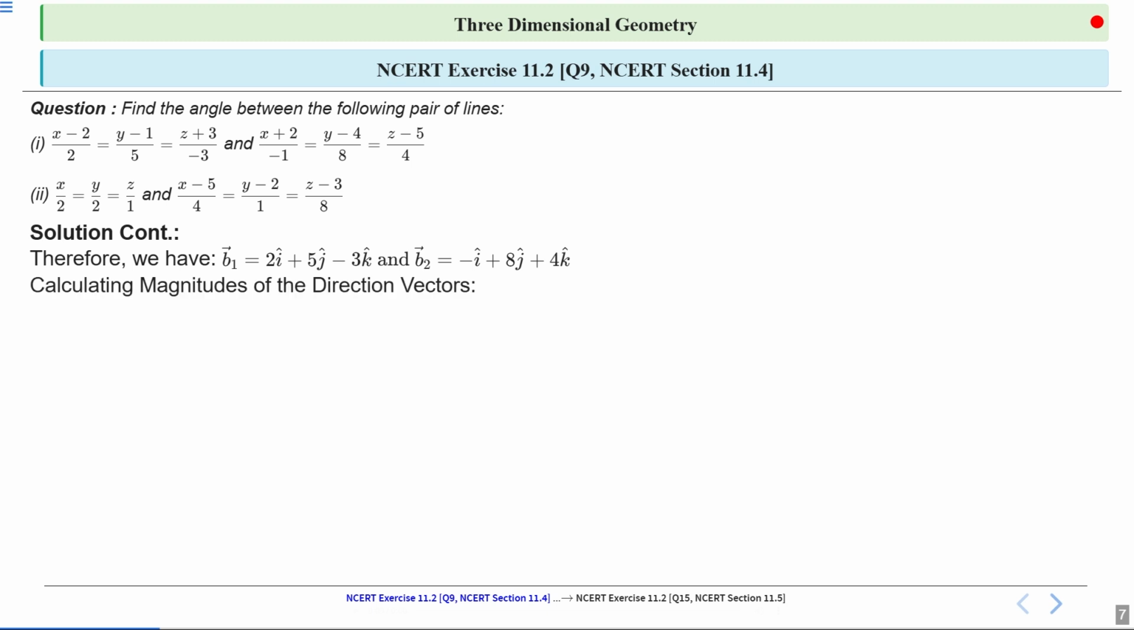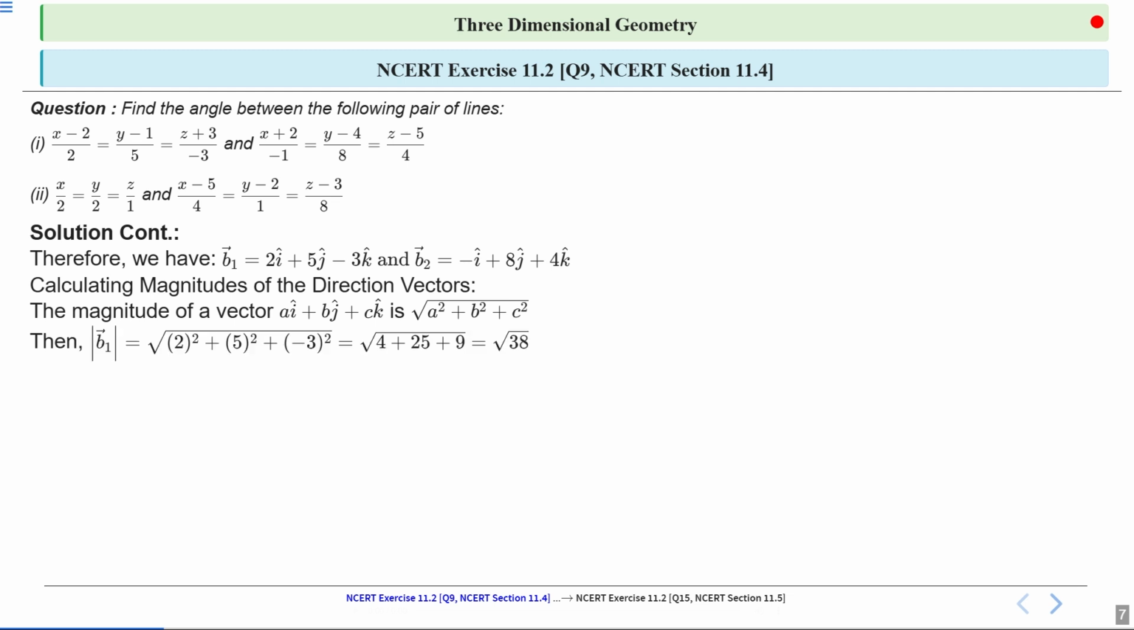Let's now focus on calculating the magnitudes of these direction vectors. Now remember, the magnitude of a vector ai cap plus bj cap plus ck cap is the square root of a square plus b square plus c square. For the b1 vector, the magnitude of b1 vector is root over 2 square plus 5 square plus (minus 3) square, which is equal to square root of 4 plus 25 plus 9, which is square root of 38. Got it?